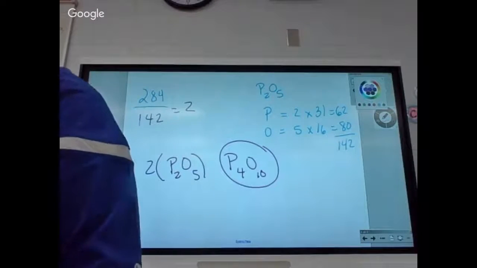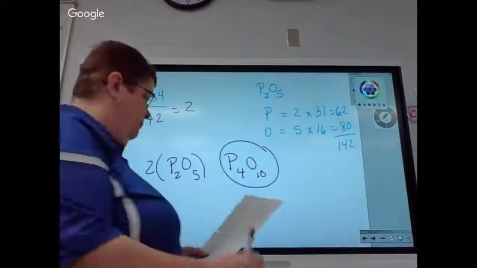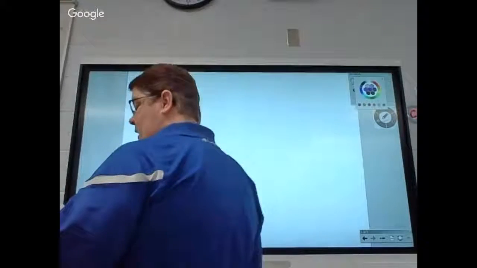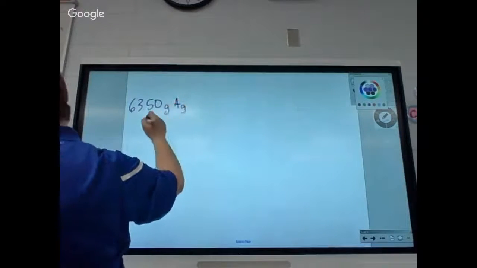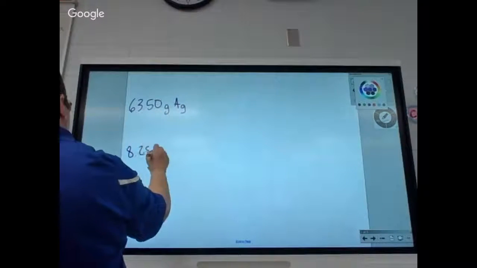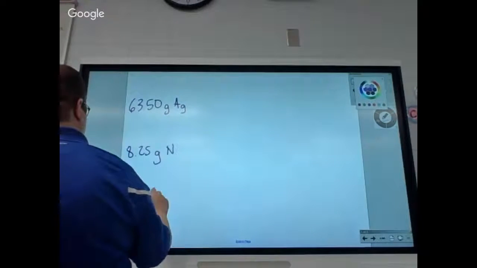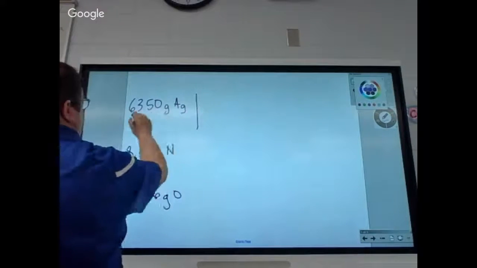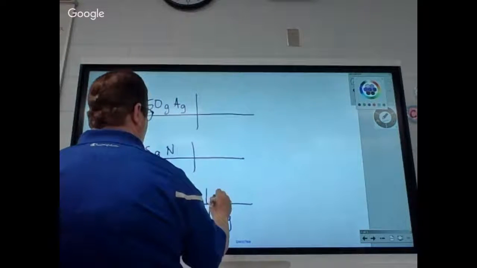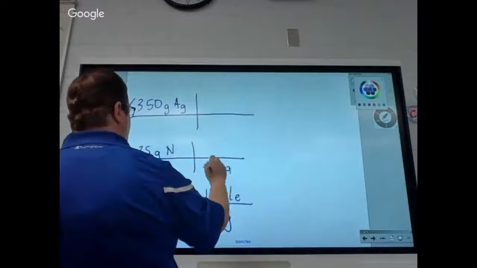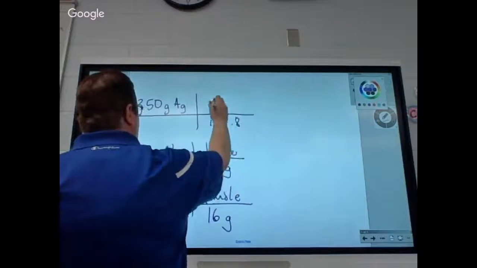I think it's the right number for... Okay. So you had 63.50 grams Ag, 8.25 grams of N, and 28.26 grams of oxygen. And I went ahead and changed the percent to grams, like I'm sure you did. 16 grams, 1 mole. 14 grams, 1 mole. 107.8, 1 mole.